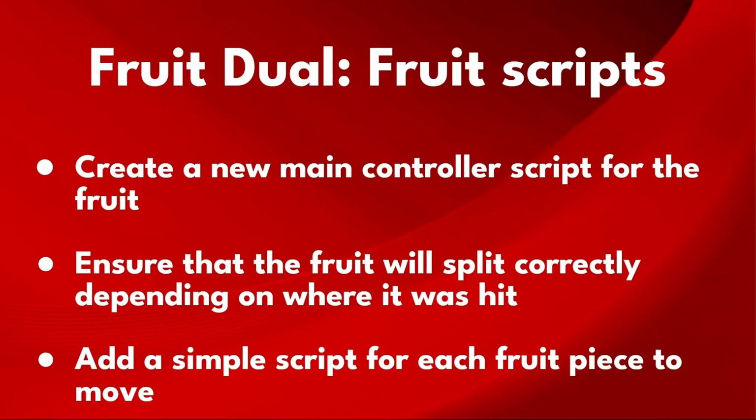All right, in this section, we're going to create the fruit scripts. We're going to start off creating a main fruit controller. Then we're going to go ahead and ensure that when the fruit is hit, it is going to split correctly depending on where it was hit. Then we're also going to go ahead and add a simple script for the fruit pieces movement. Now let's go ahead and jump right in.